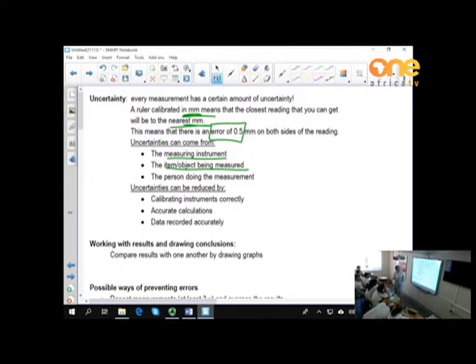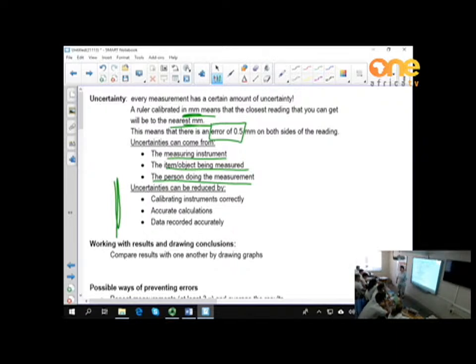Okay. Also, uncertainty can come from the person doing the reading. If I have to read millimeters without my glasses, I'm going to make an error. Okay. Uncertainties can be reduced by calibrating instruments correctly.